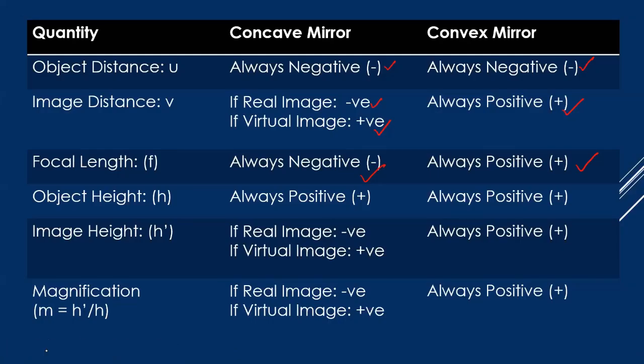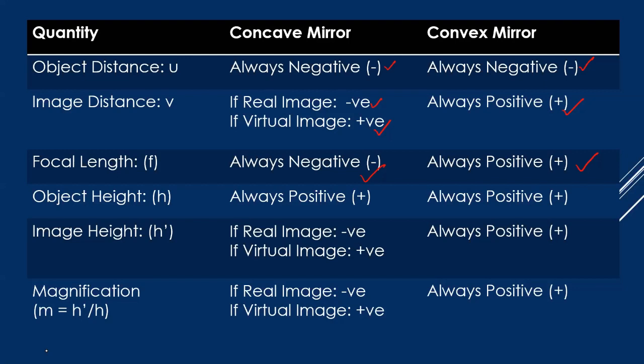Image height, again, if the images are real, it's going to be inverted. That means it's going to point downwards along the negative y-axis. So for real image, height is going to be negative. For virtual images, image height is going to be positive. In case of convex mirror, as all the images which are formed are virtual, it will always be positive.